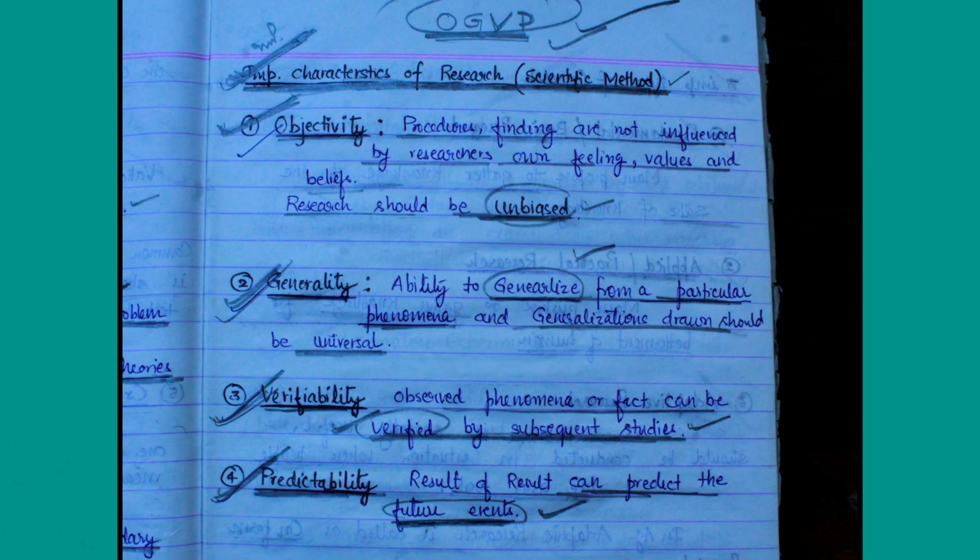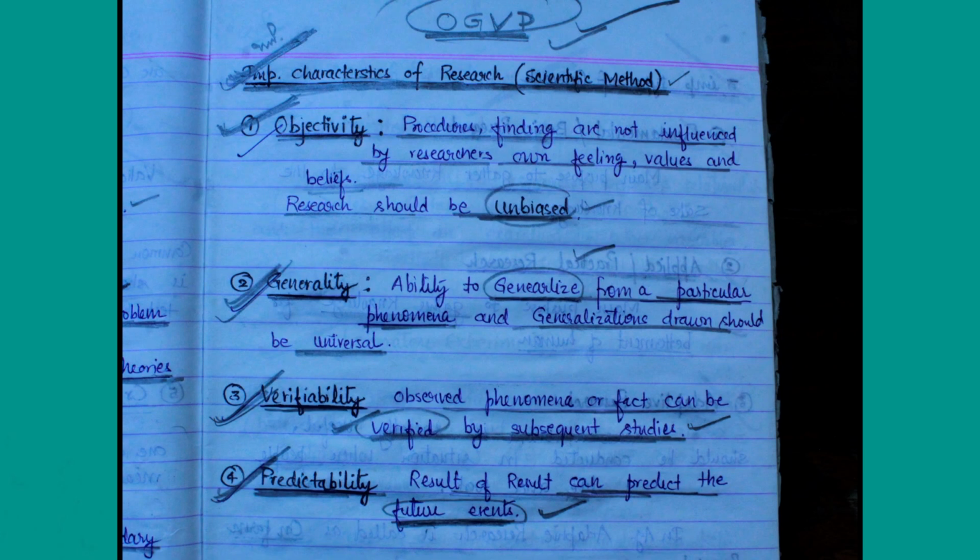Characteristics means these are the prerequisites, these have to be there. Without these characteristics, research will not be conducted as research, and it cannot be categorized as a scientific method. So there are four important characteristics of research. The first one is objectivity, generalizability, verifiability, and predictability. OGVP, I have written that short form so you can remember it. OGVP: objectivity. What does objectivity mean?